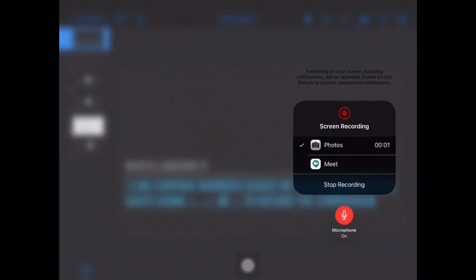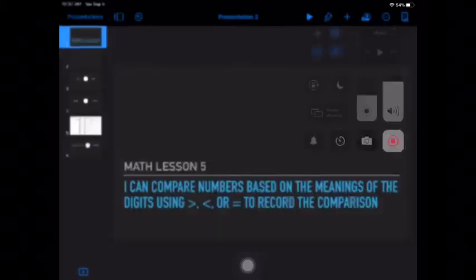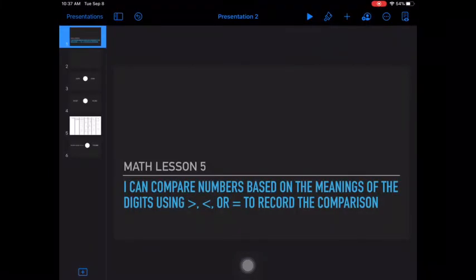Hello class. Welcome to Lesson 5, Unit 1, where we are still dealing with comparing numbers and writing numbers down. But today we're going to look at comparing numbers using greater than, less than, or equal to. All something I think you're pretty well versed in, but now we're looking at bigger numbers than you've probably dealt with compared to the past.